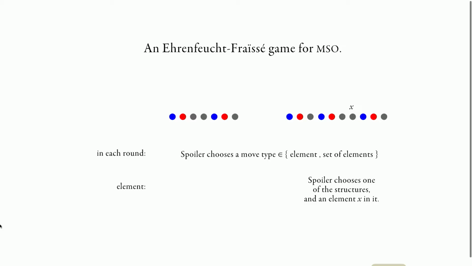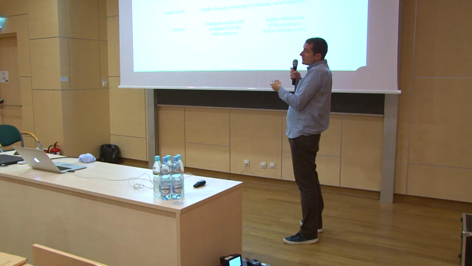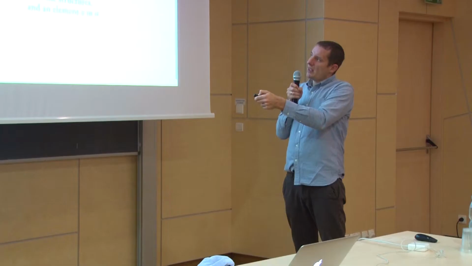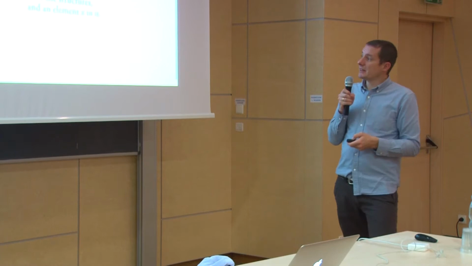And then duplicator needs to respond with an analogous position in the other word, and the intuition is that duplicator gives a position in the other word which is very similar to this position here. So he says, okay, I think that this position is the same. At least it has the same color, promising. So that's his move, okay?